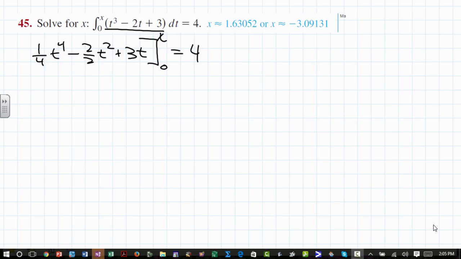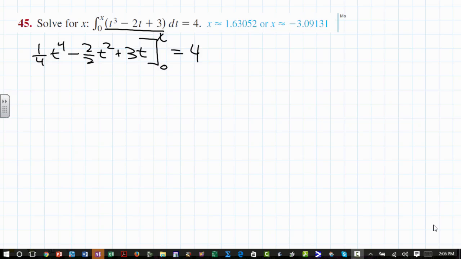Now, by the way, I just did an antiderivative. I should really quickly take the derivative of this and make sure I return back to my integral. The derivative of 1/4 t to the 4th, bring the 4 down, reduce it. Yep, that's t cubed. Bring this down, reduce it by 1. Yep, that's negative 2t. Derivative of 3t is 3. So I'm looking pretty good there.